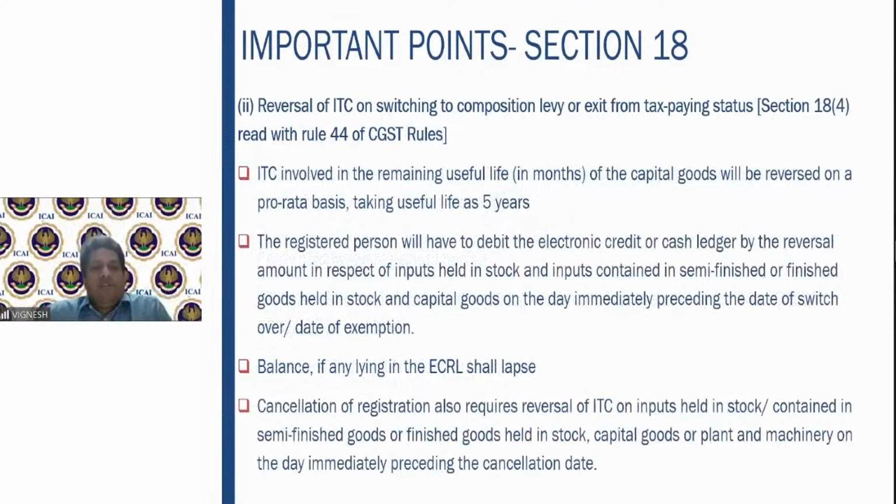Then the ITC involved in the remaining useful life will be reversed on a pro rata basis, taking the useful life as 5 years. As I told you, pro rata basis reversal will happen. Taking it as per 5 years, you have to see for how many years the capital asset was there. Accordingly, you have to reverse it. Then you have to debit the electronic credit or cash ledger by the reversal amount in case of inputs held and capital goods. Balance, if anything is still there in the electronic credit ledger after you reverse everything, shall lapse.